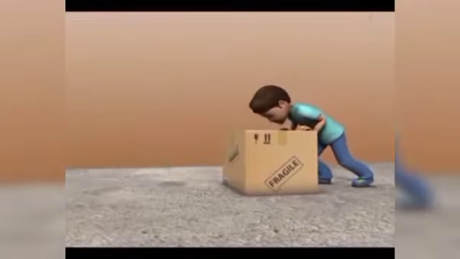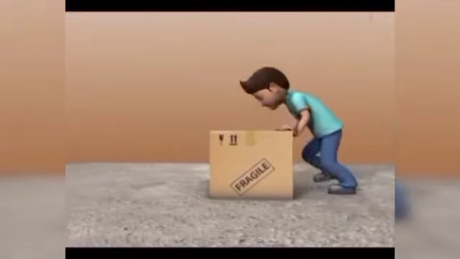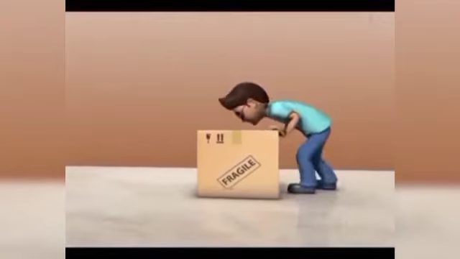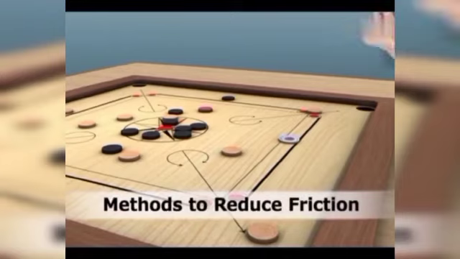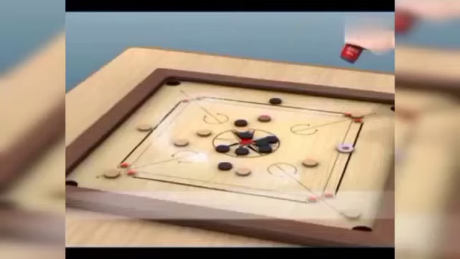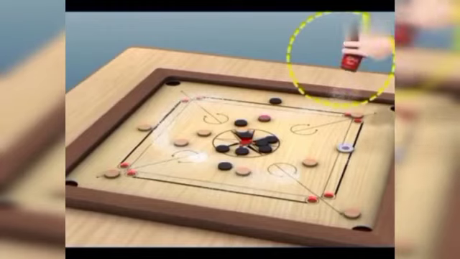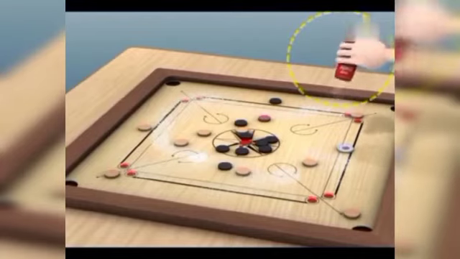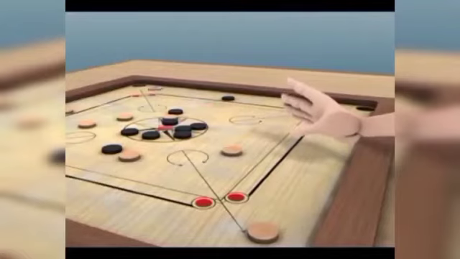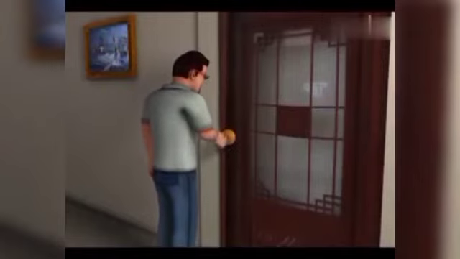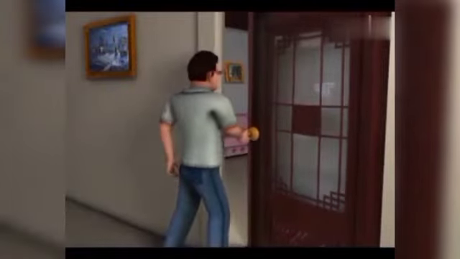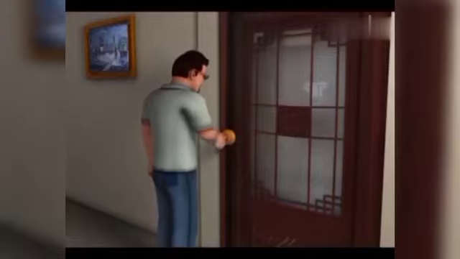In many situations, friction is undesirable, and so it is necessary to minimize it. You must have played the game of carom. We sprinkle powder on the carom board to reduce the friction, so that the striker and the carom coins move smoothly on the board. Sometimes it is difficult to open the door. In such a situation, we pour a few drops of oil on the hinges of a door, which reduces friction and makes the movement of the door smooth.